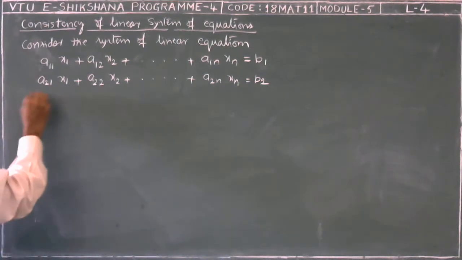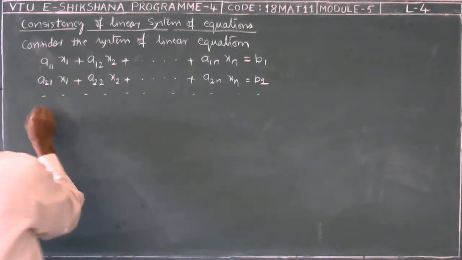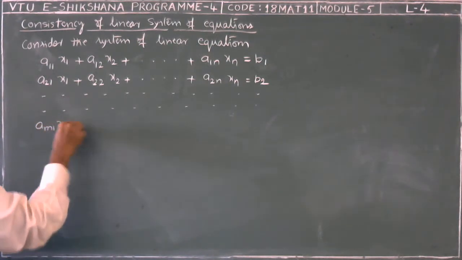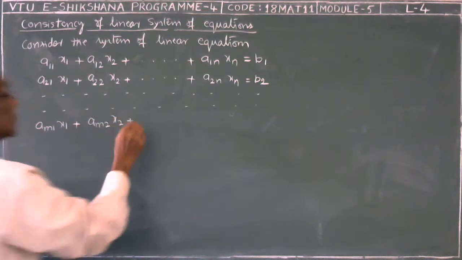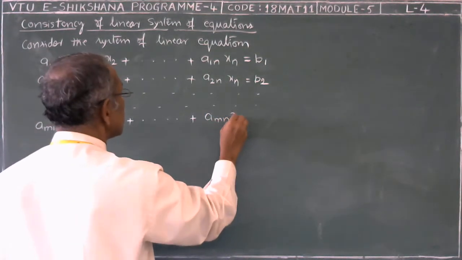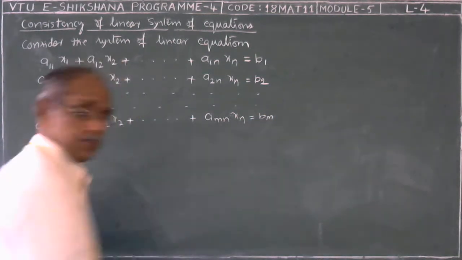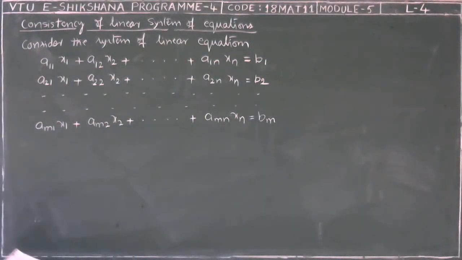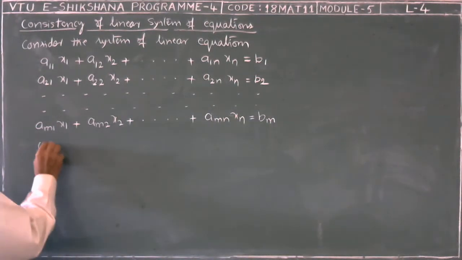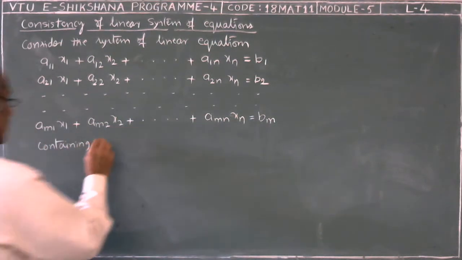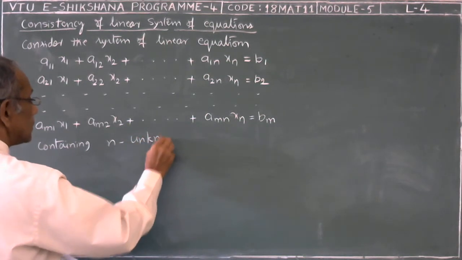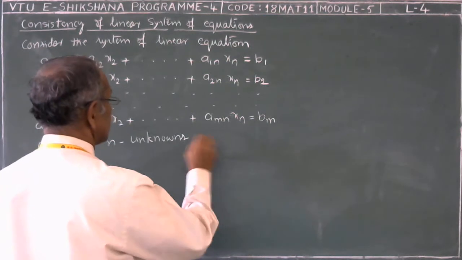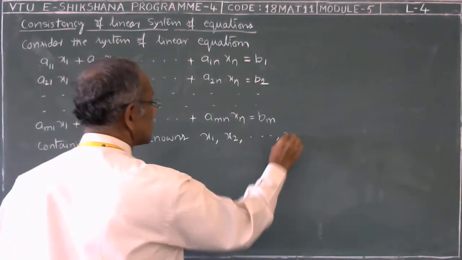So likewise a31, a32, etc., then a41, etc. So lastly, up through am1 x1 plus am2 x2 plus and so on, plus amn xn is equal to bm. And this is a system of linear equations in n unknowns. What are the unknowns? x1, x2, etc., xn.